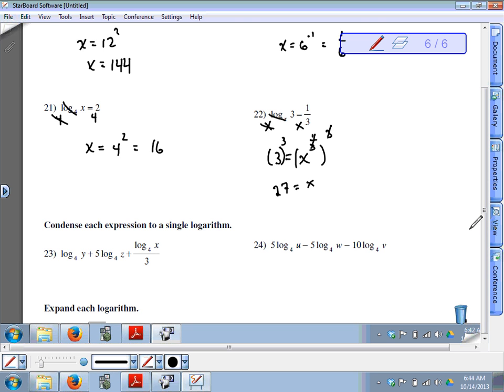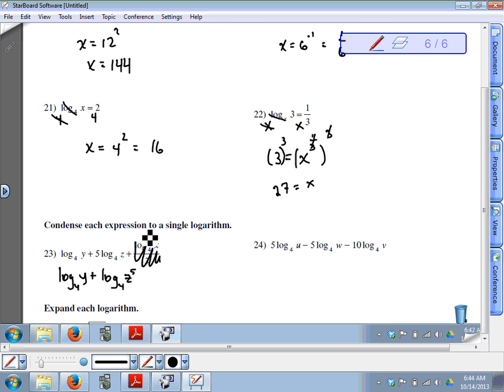Okay. Number 23, when you're condensing into a single logarithm, you want to start with numbers in front of logarithms like this 5. This is an exponent. It's really a z to the 5th. This one's a little tricky to see, the last part, 23. But you can think of it this way: log base 4 of y. Now I'm going to move this 5 back up as an exponent on top of z, so it's going to be log base 4 of z to the 5th.